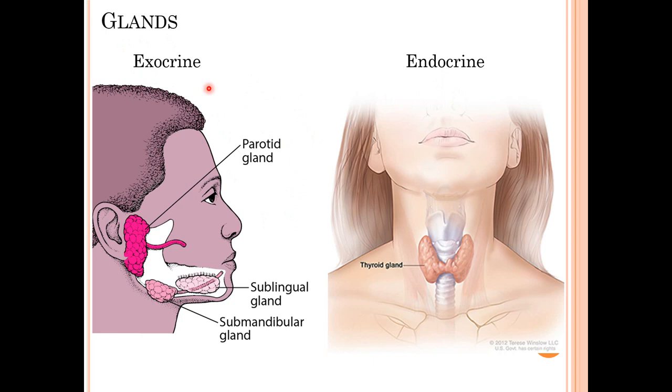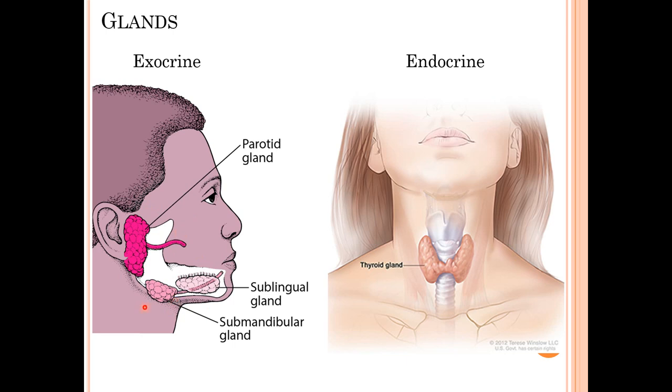Glands are divided into two types according to their relation with the epithelial tissue from which they were derived. If they retain their connection with the epithelial tissue through a duct, these glands are called exocrine glands. These glands secrete their secretions either into a body cavity or onto the body surface, depending on which layer they originate from. This is an example of exocrine glands. These are called salivary glands, the three salivary glands. Notice that each one has a duct. And they all secrete their secretions, which is saliva, into the cavity of the body, which is the mouth.